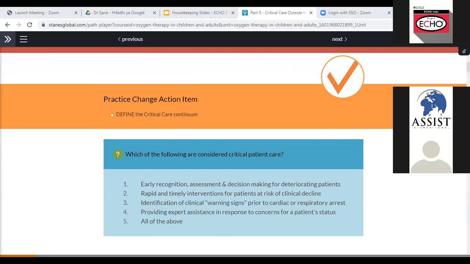So I think we all agree kwamba hizo options zote zinaelezea what is the critical patient care. So vyote hivyo vinavyofanyika ndio critical care yenyewe. Kwa hiyo tunaposema critical care maana yake nini? Ni hivyo vyote unavyovifanya. So chochote unachokifanya ili kumprevent mgonjwa asiende kwenye life threatening condition, you detect error, ina include hizo vitu vyote, error recognition, assessment, hayo mambo yote ambayo yamekuwa listed hapo. Hapo ukifanya yote, it means you are doing critical care to that patient. Okay, so the option 5 is correct. Let's proceed.